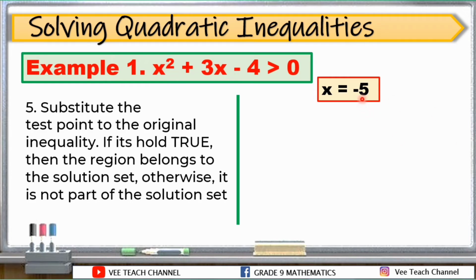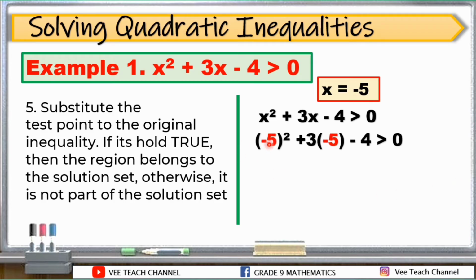Papalitan natin yung value ng x. This is our inequality, x squared plus 3x minus 4 is greater than 0, palitan natin yung mga x ng negative 5. That is why we have negative 5 squared plus 3 times negative 5 minus 4 is greater than 0. Simplify natin yung negative 5 squared. The answer is 25 minus 3 times negative 5 is negative 15. Then copy, minus 4 is greater than 0.